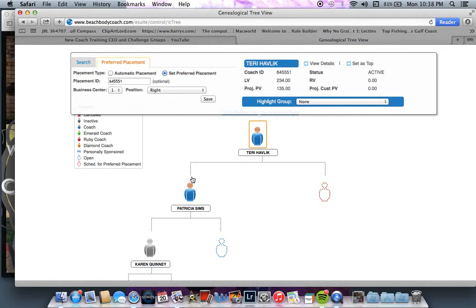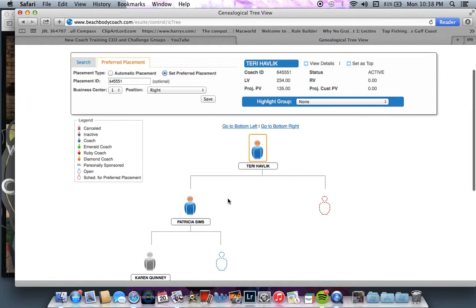So let's talk about some rank advancements. The first rank is Emerald, and then you go from Emerald to Ruby to Diamond, okay? It starts out with Emerald. Emerald is having two coaches, one coach on your right, one coach on your left. They both have to be personally sponsored. So Terry's going to need to get a person on her right, then a person on her left. It looks like she already has a person on her left, but these are not her coaches, so you have to remember that. You personally have to have two.